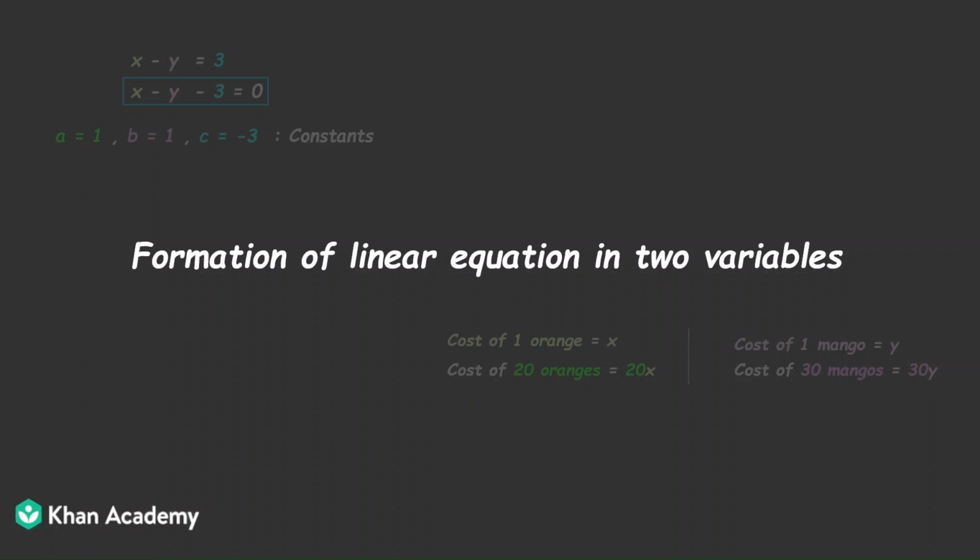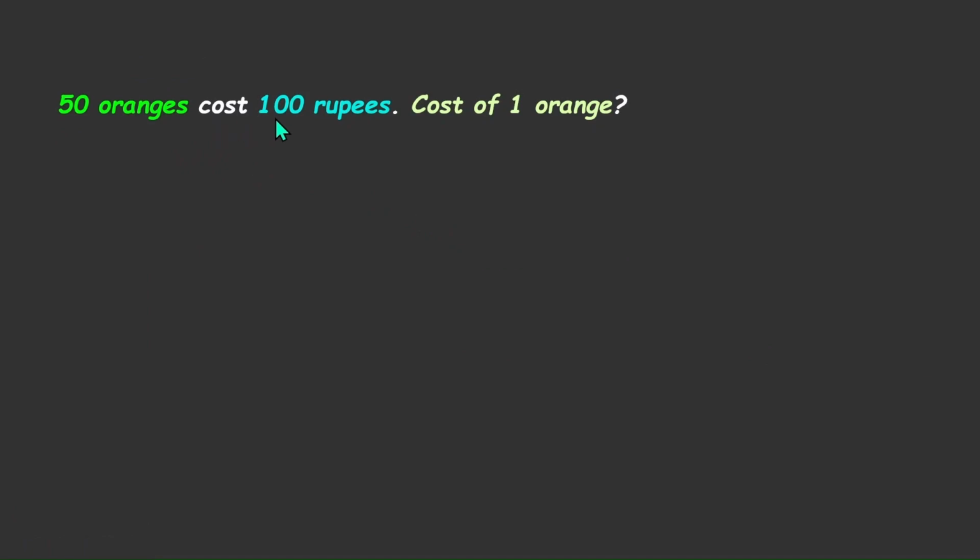Hi everyone, today we'll learn how to form a linear equation in two variables. So for that, first let's understand what a linear equation is and what variables are. Now suppose we are given a statement. It is said that 50 oranges cost 100 rupees and we need to find the cost of one orange.